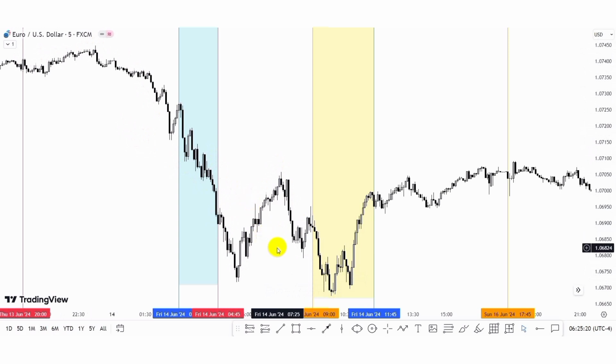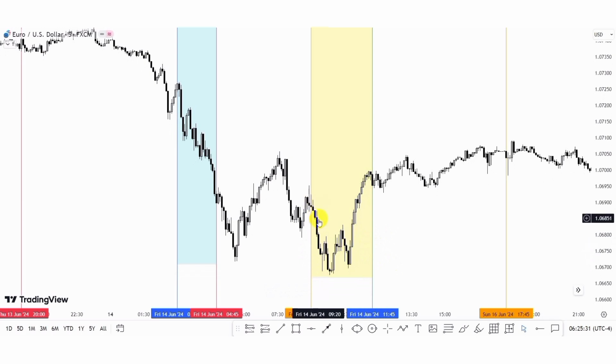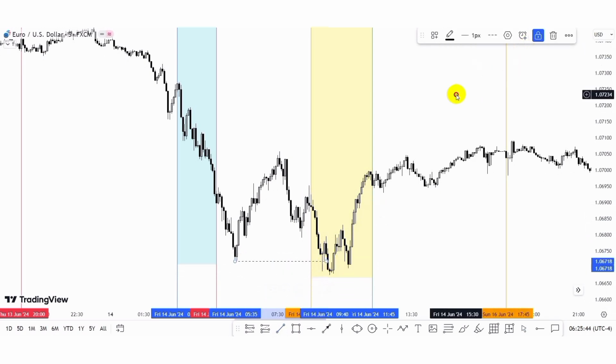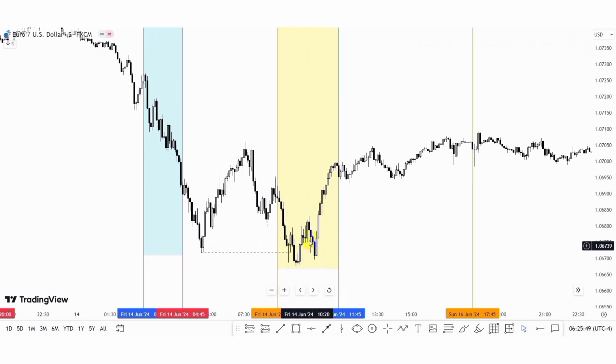Now you can see that during the New York session open, at 9 a.m., price during the overlap still fell to the downside. Then price swept the low that the London session created. You can see the sweep of that low point. So price swept the low created during the London session, and then we have the push of price to the upside.